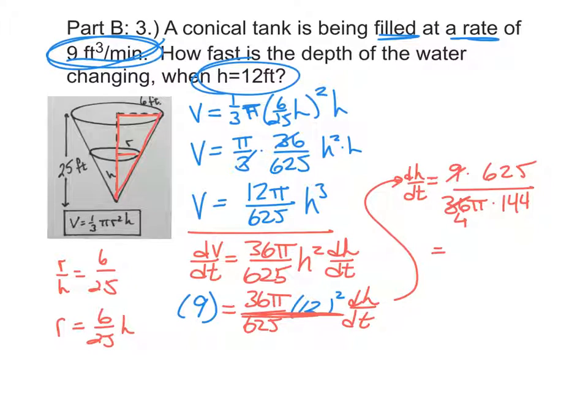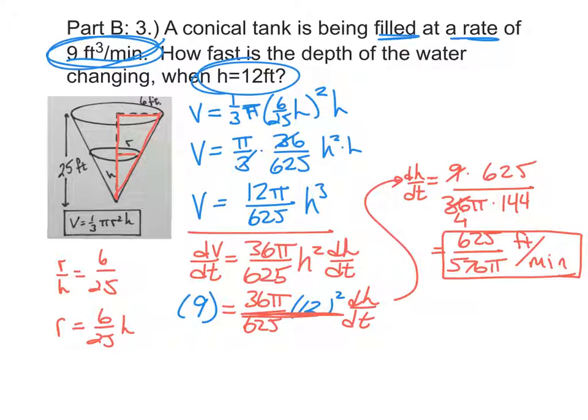So this will simplify to 625 over 4 times 144, which is 576 pi. And our units: it's the rate of change in the height. Height is measured in feet with respect to time, which is measured in minutes. And there's our solution. If you wanted a decimal, it would be 0.345 feet per minute.